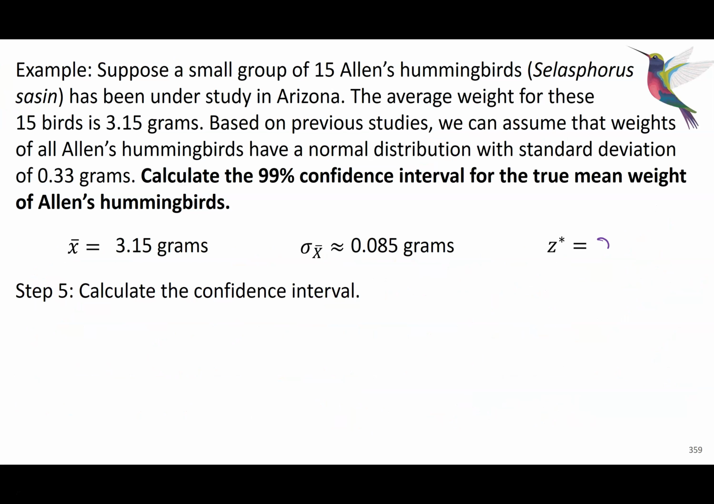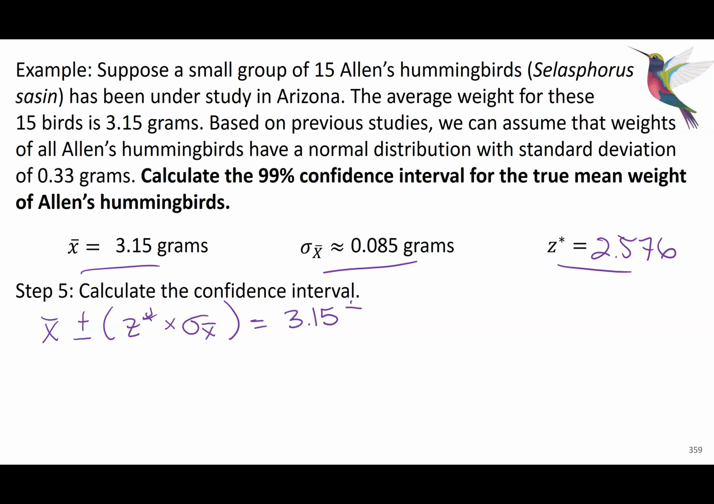So here, 2.576. Calculate my confidence interval: x bar plus or minus z star times sigma of x bar. Look, we have all the components right here. That's pretty cool. So that's just going to be 3.15 plus or minus 2.576 times 0.085. I don't think I actually rounded in my calculator.